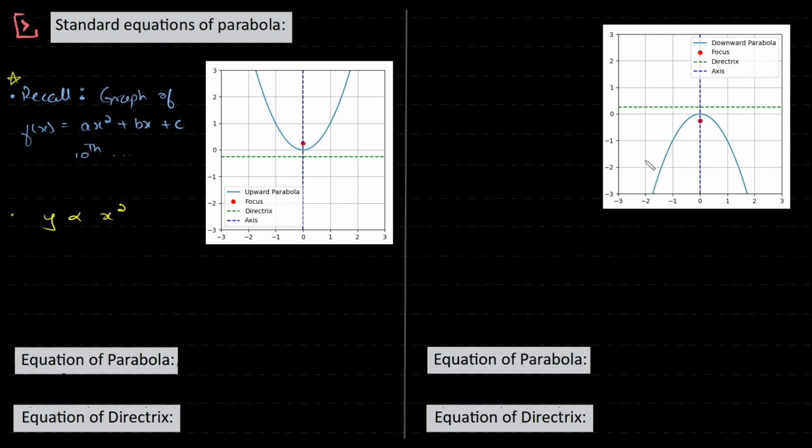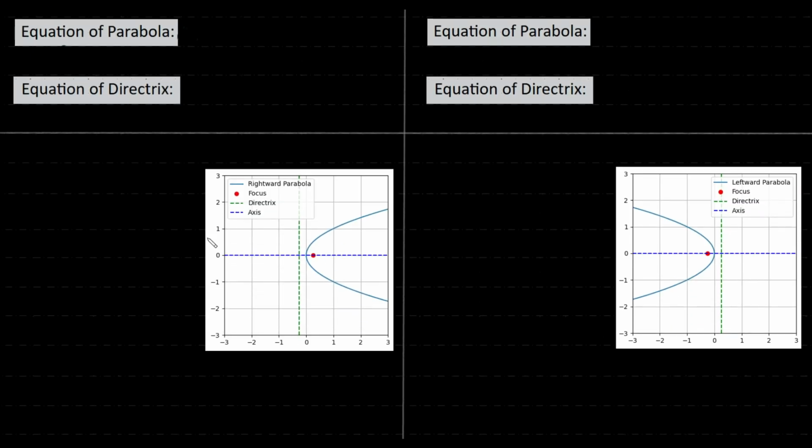Now, since this is not a smiley face but a frowny face, we have y is proportional to minus x square. Since this is across left to right, this has to be x is proportional to y square. This being positive because it's on the right. And since this is to the left, x is proportional to minus y square. Does it make sense?